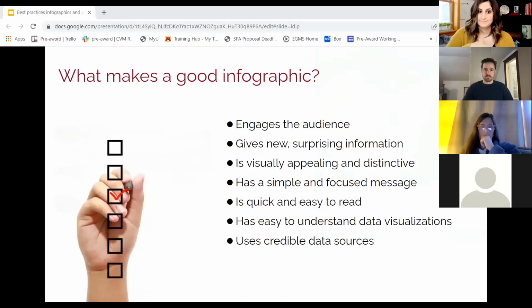So these are the components that I think make a good infographic, but also others who we've gleaned information from. It engages the audience. It gives new and possibly even surprising information.